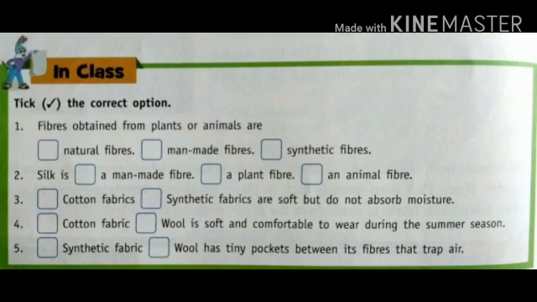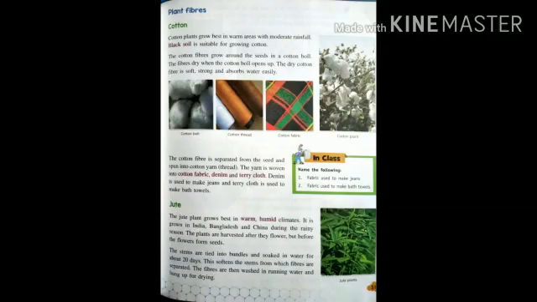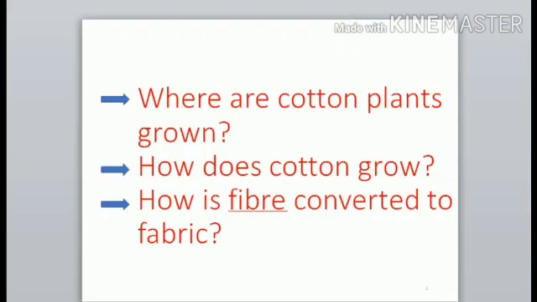Now students, we will move on to our next topic on page number 31, that is different types of plant fibers. The different types are cotton fibers, jute fibers, coir fibers and flax. Today we are going to study page number 31. The first type is cotton fiber. Today we will study where cotton plants are grown, how cotton grows, and how we get fabrics from cotton fibers.